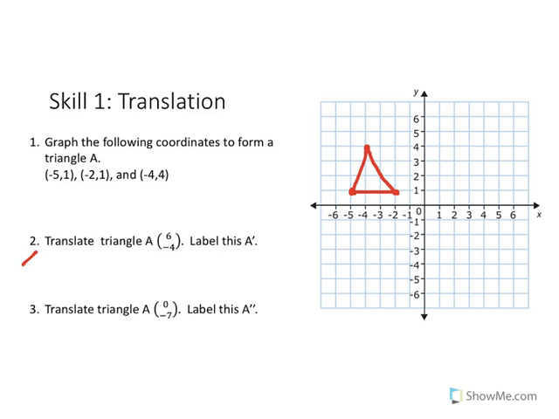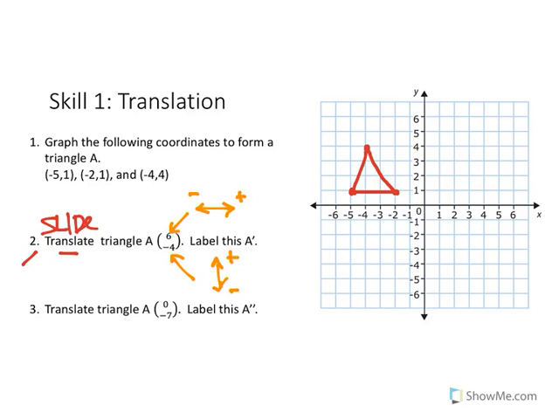Now step 2 is just to translate, meaning slide, the triangle 6, -4. The top number always represents going horizontally. If it's a positive number, you go to the right. If it's a negative number, you slide to the left. The second number, the one on the bottom, represents going up and down. If it's a positive number, you go up. If it's a negative number, you go down.